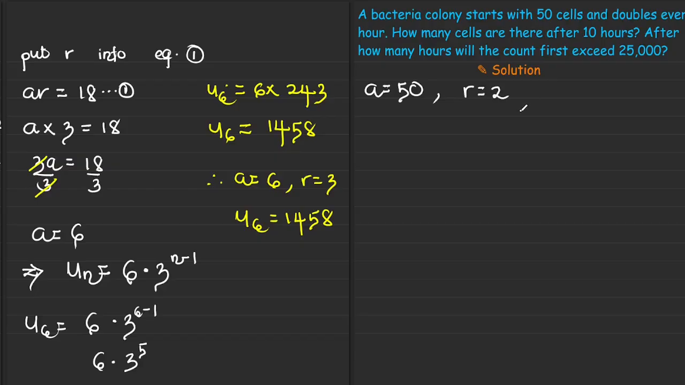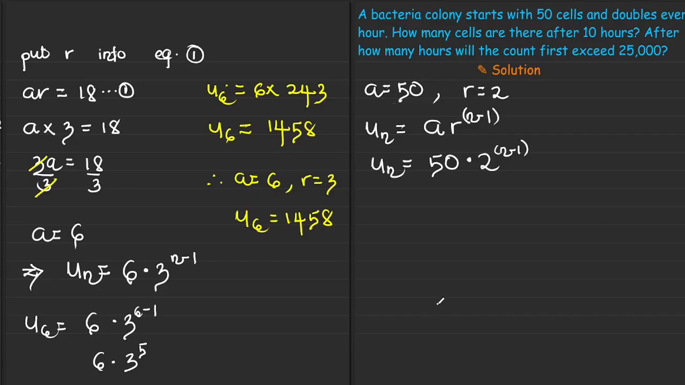You see? With that, we can straight away get our general formula. We know our general formula is given as Un equals A R raised to the power n minus 1. And simplifying, we have our Un being A, which is 50, times our R, which is 2, to the power n minus 1.